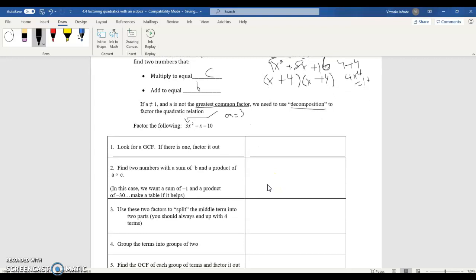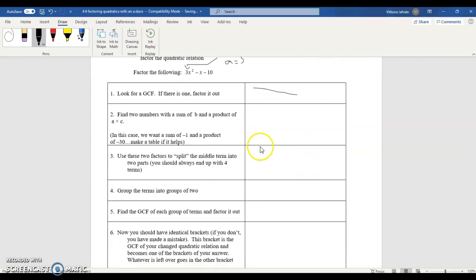So again, the first step would be to look to see if there is a greatest common factor that you can take out, and that would turn your quadratic expression into one where a is equal to 1. But we don't have that in this case. There's no greatest common factor that we can take out. So what we need to do is find two numbers that'll give us a product that's equal to a times c. So in this case, a is again 3 and c is negative 10. So we need to find a product that gives us negative 30.